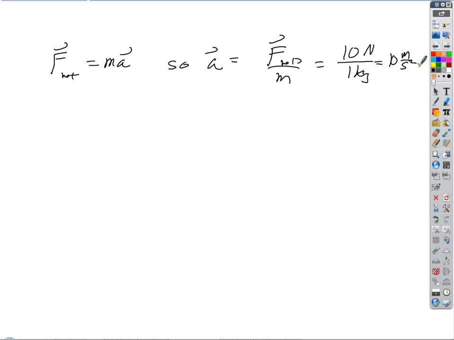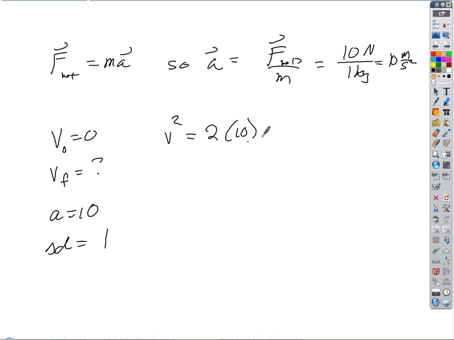Okay, we know the initial velocity is 0. The final velocity is what we're looking for. We know the acceleration is 10. And what else do we need? Displacement. Delta D is positive 1, right? So we end up with v squared minus v naught squared equals 2a times delta D.